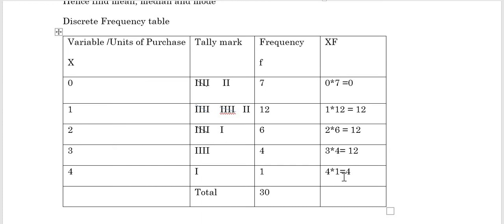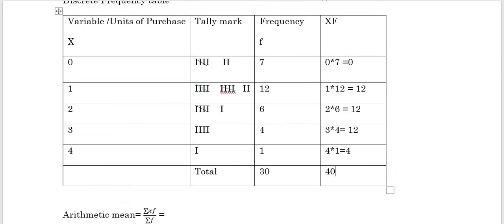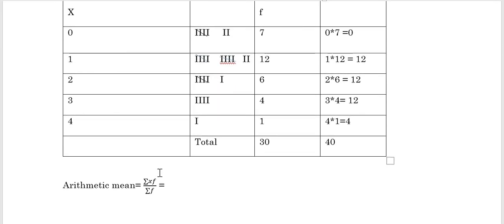Now what is the total? 36 plus 4, 40. You get the total as 40. That is the total of summation xf. And the total frequency, we already saw, is equal to 30. So we can quickly go with the remaining calculations. That is, xf total comes to 40 divided by 30. 40 divided by 30, we know that is equal to 4 by 3.